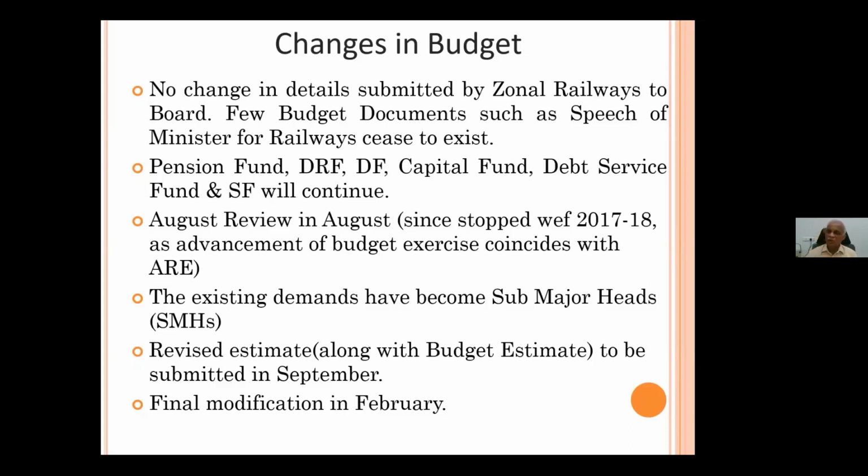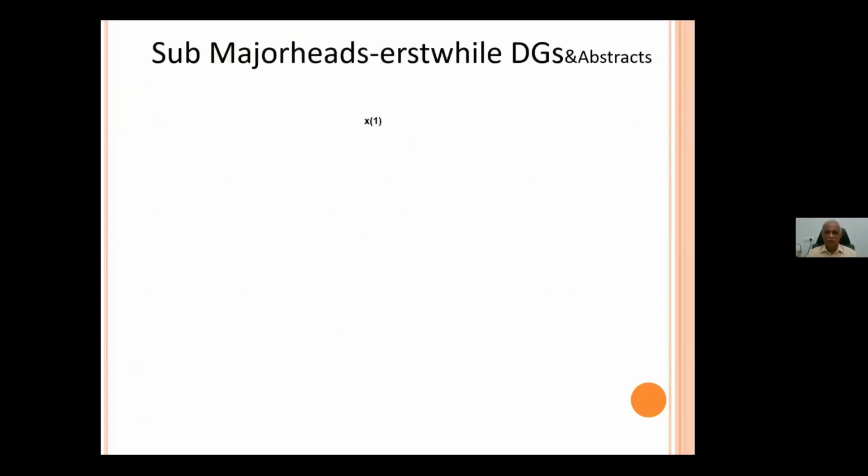So how many budget reviews are there? Two stages are there. One is the RE/BE stage, another one is the final modification stage. But mind you, again I am telling, for earnings, only one budget review stage is there. Final modification stage for earnings is not there. It is only for expenditure. So this is how you should have it.